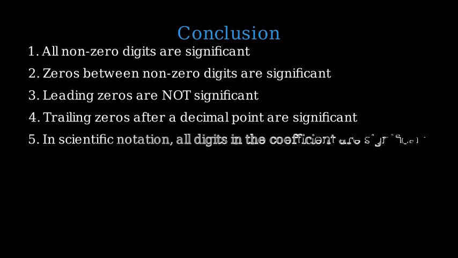Let's summarize what we've learned about significant figures. 1. All non-zero digits are significant. 2. Zeros between non-zero digits are significant. 3. Leading zeros are not significant. 4. Trailing zeros after a decimal point are significant. 5. In scientific notation, all digits in the coefficient are significant.